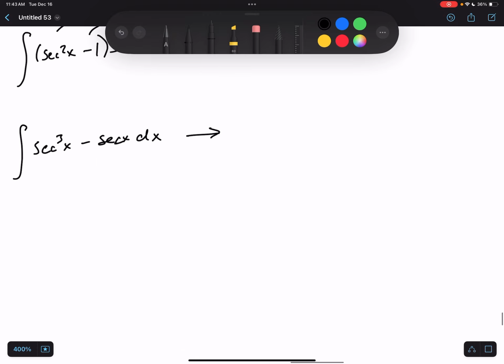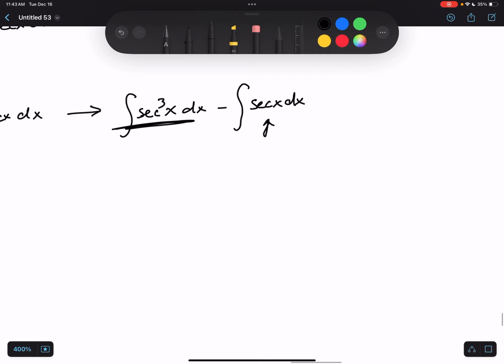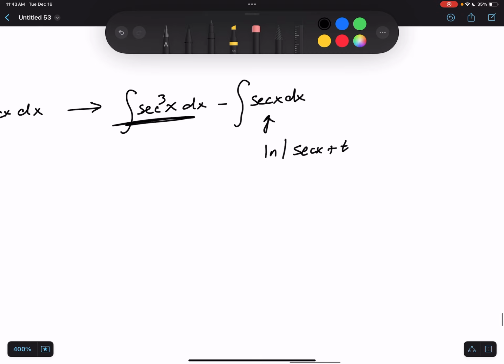So we'll say the integral of secant cubed x dx minus the integral of secant x dx. First we'll focus on this one because this integral is something that most professors have you memorize. What that integrates down to is the natural log of the absolute value of secant x plus tangent x. So now we'll just focus on this one here.